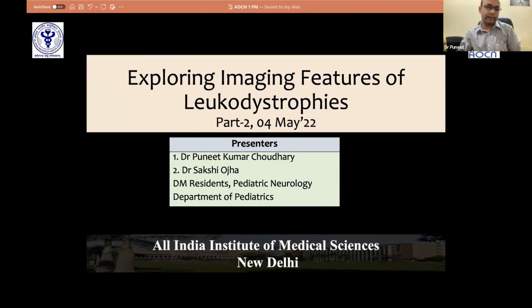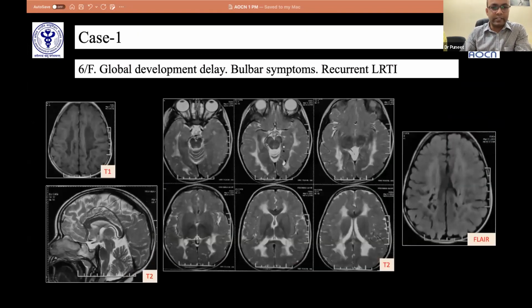I'm Dr. Puneet, a DM Pediatric Neurology resident at AIIMS New Delhi, and my colleague Dr. Sakshi Oza will be presenting 4 interesting cases of leukodystrophies. To begin with, this is the first case. She is a 6-year-old girl who presented with global developmental delay. On examination, she had increased tone, more in the lower limbs, and brisk DTR. She had bulbar symptoms, and she required multiple admissions because of recurrent LRTI due to aspiration pneumonia.